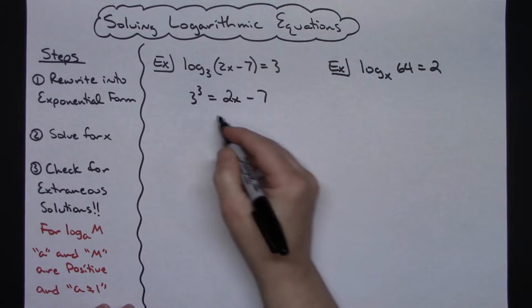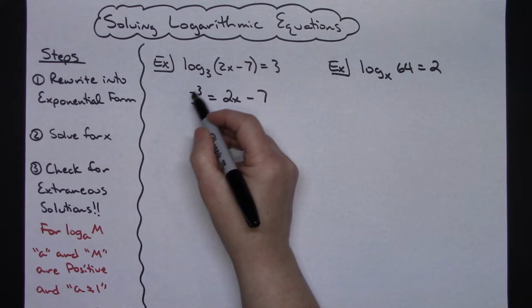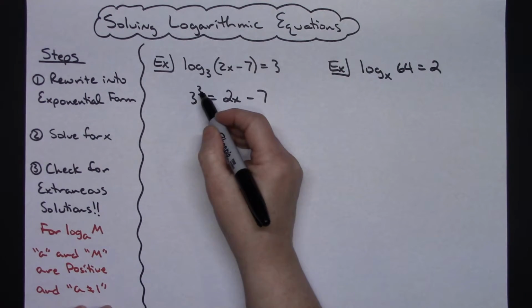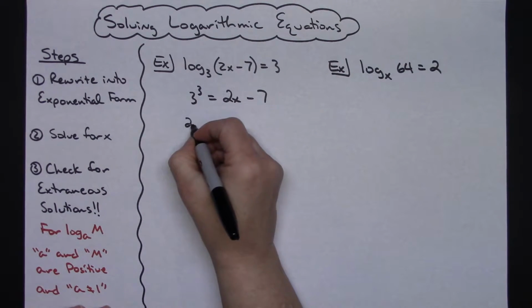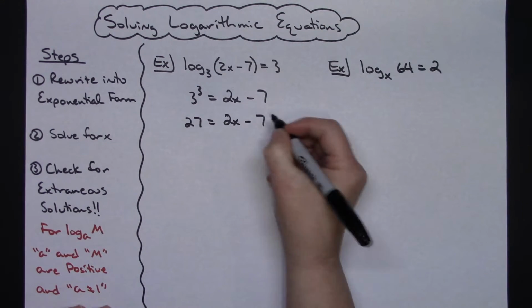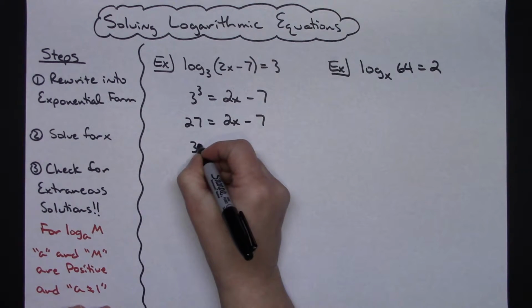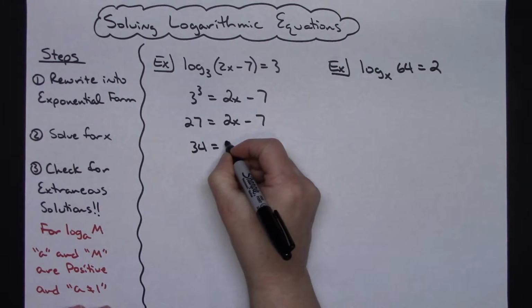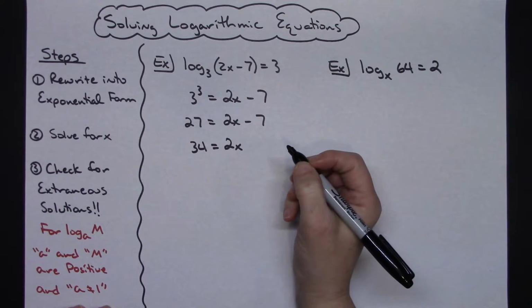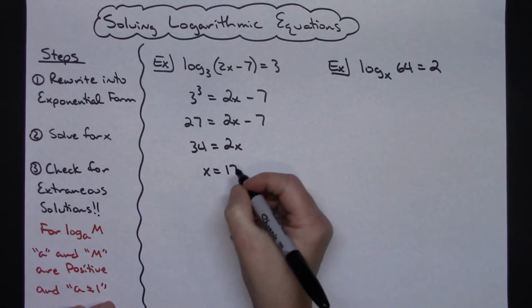Now you can see that I have an equation that I can pretty easily solve here for x. It's going to be a two-step equation. After I evaluate this, 3 raised to the third power is 27, so 27 equals 2x minus 7. I'm going to add 7 to both sides. That's going to give me 34 equals 2x. Divide both sides by 2. x is going to be equal to 17.